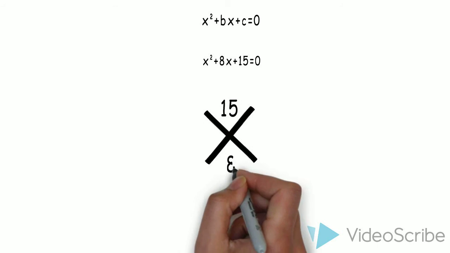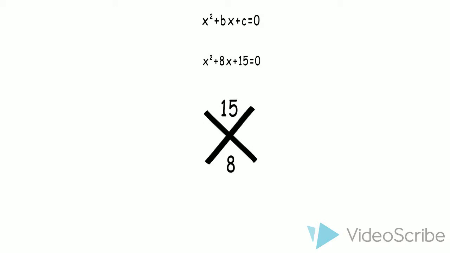Factoring using the x method. In order to do this method, the equation you're trying to factor must be x squared plus bx plus c. An example is x squared plus 8x plus 15. The first step is to draw your x. Write c on the top and b on the bottom.